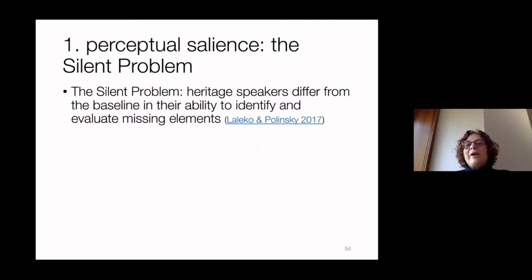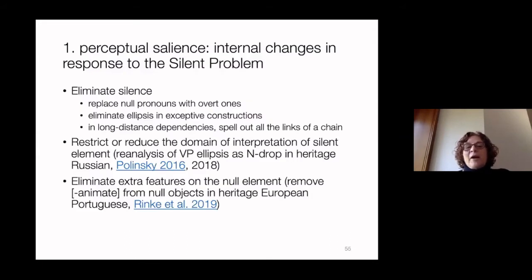Perceptual salience also manifests in what we've called the silent problem, and that is that heritage speakers differ from the baseline in their ability to identify and evaluate missing elements. And what often happens is that heritage languages eliminate silence, where they replace null pronouns with overt ones. There is elimination of ellipsis in adjective constructions, something that I've been working on lately. In long distance dependencies, they spell out both links of a chain. So that happens in relative clauses where you have the resumptive instead of a trace, or in topicalization.